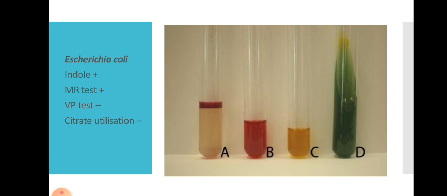Let us compare the IMViC results between Escherichia coli and Enterobacter. Escherichia coli exhibits indole positive, methyl red test positive, Voges-Proskauer test negative, and citrate utilization test negative. The first tube, indole test, is showing the indole ring. Second tube is MR test, which has turned to red color. Third tube is VP test where there is no color change, and the fourth tube is citrate utilization test where the tube is in green color.